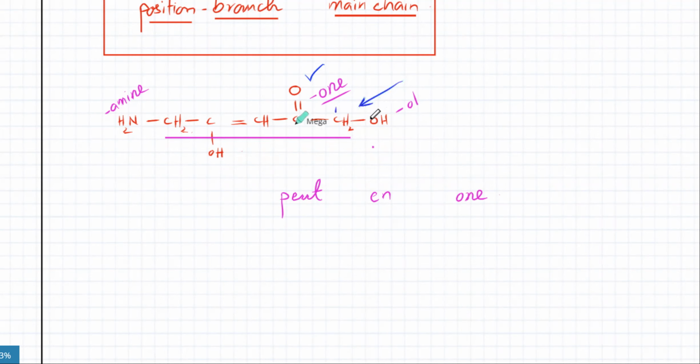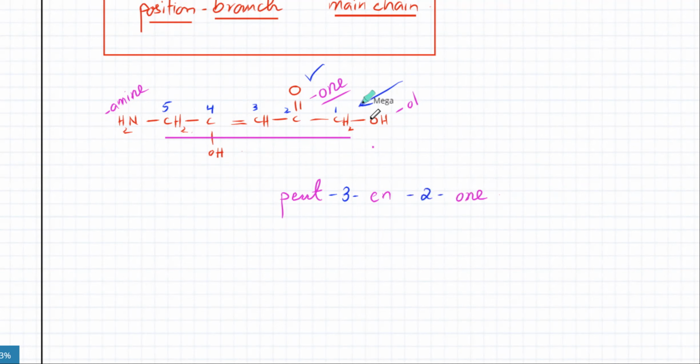So this is 1, this would be 2, this is 3, 4, 5, and that's it. So you're going to count from the right side, and the double bond is at position number 3. And the ON is at position number 2.